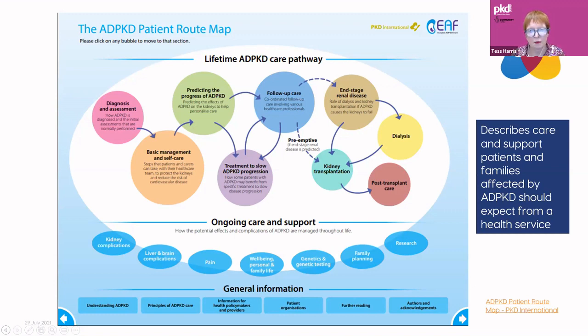So it's mapped across the whole of the lifetime of the patient and care, and in particular shows the ongoing care and support that patients should expect. The effects and complications of ADPKD, not just the kidney, of course, but the extrarenal, the liver, the brain, pain, as discussed earlier, well-being, genetics, and so on. It's referenced throughout to any existing guidelines and scientific papers. It's obviously not a guideline or a clinical pathway, but it's described as a route map to help both patients and healthcare professionals to navigate their way through care.